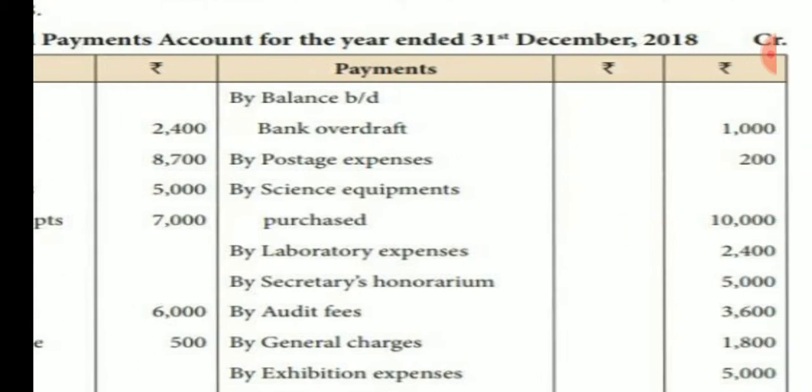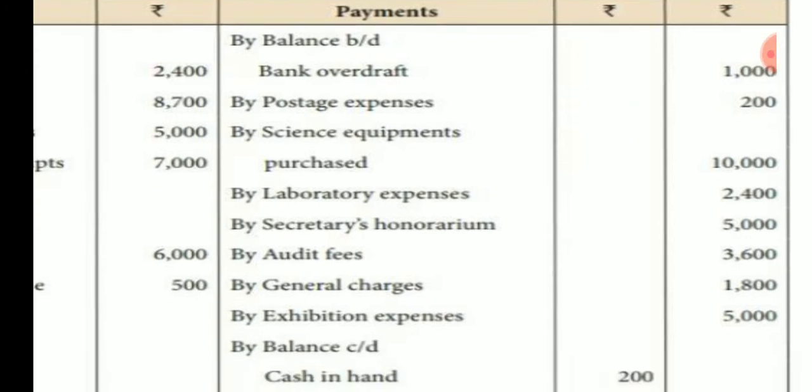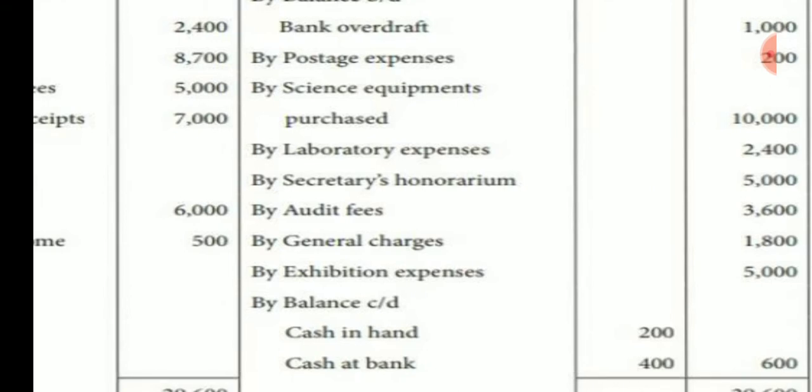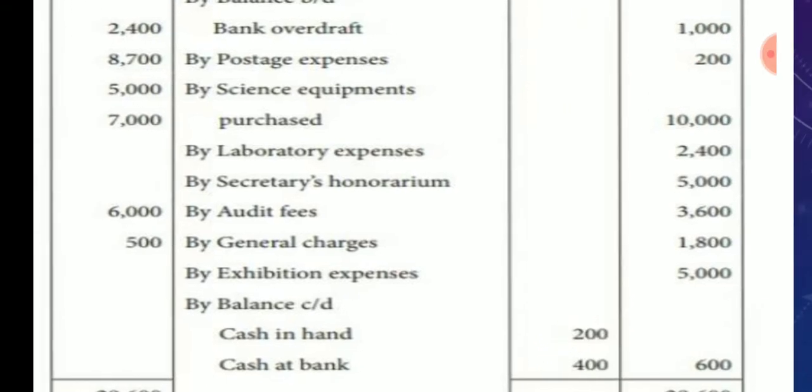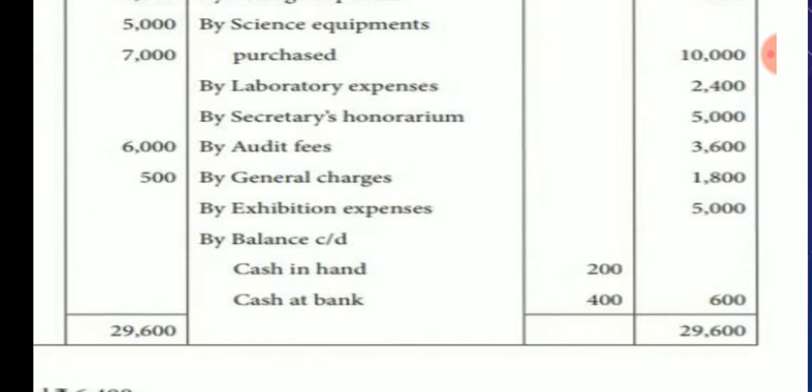We will come to the payment side, the credit side. By opening balance of bank overdraft 1000. By postage expenses 200. By science equipment purchase 10,000. By laboratory expenses 2400. By secretary's honorarium 5000. By audit fees 3600. By general charges 1800. By exhibition expenses 5000. By closing balance: cash in hand 200, cash at bank 400, totally 600.